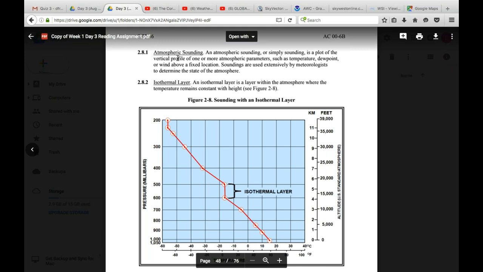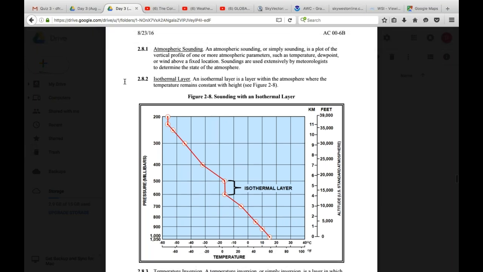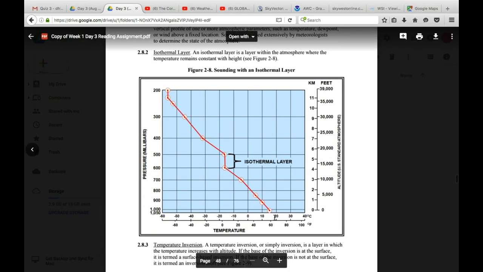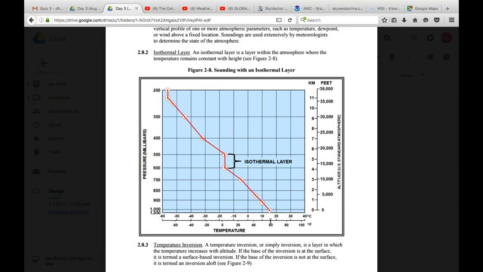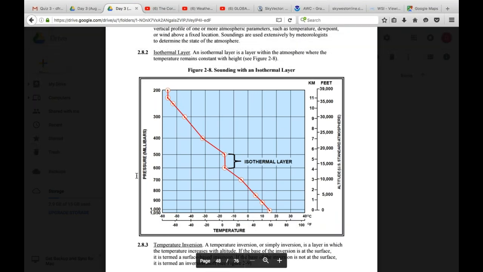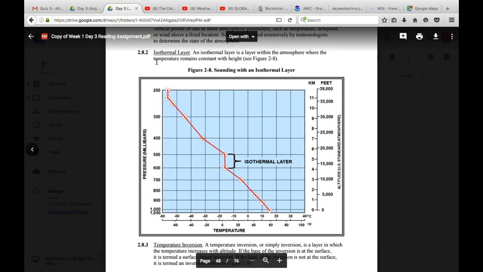So atmospheric sounding, or simply sounding, is a plot of the vertical profile of one or more atmospheric parameters, such as temperature, dew point, or wind above a fixed location. So basically, think of this as one of those weather balloons, and the weather balloon is just heading straight up in altitude, and it's sending us messages back about temperature and pressure.